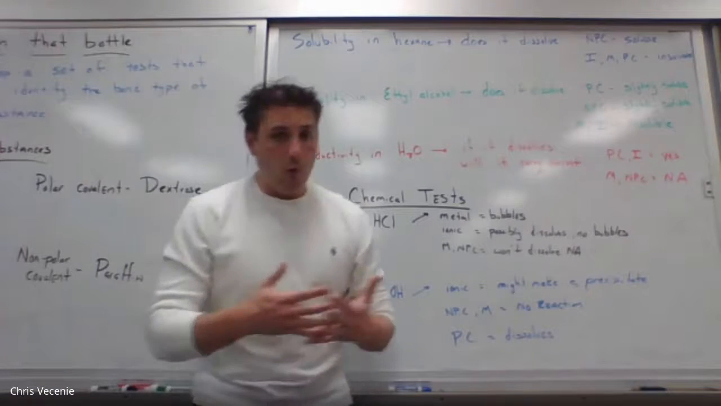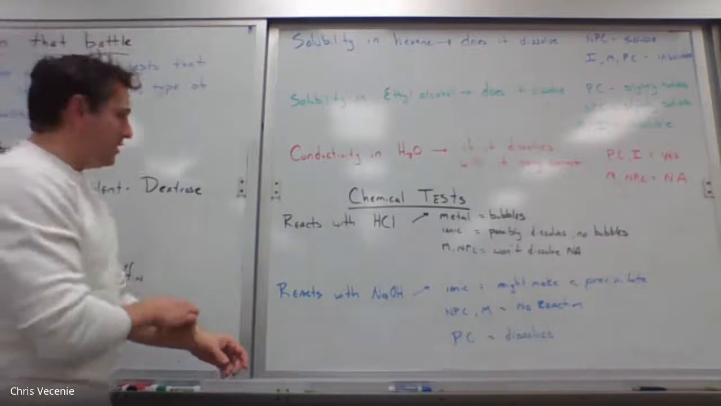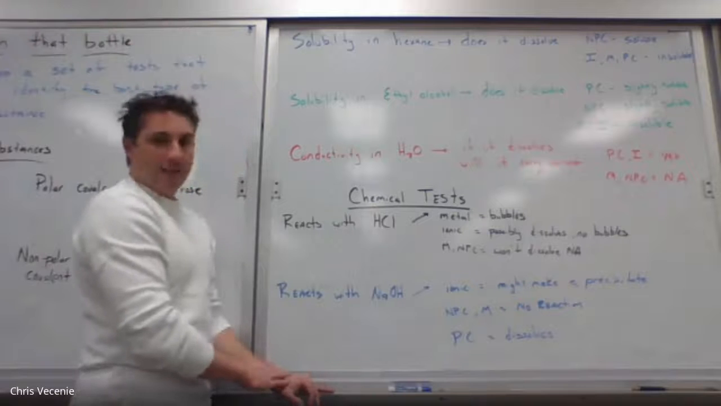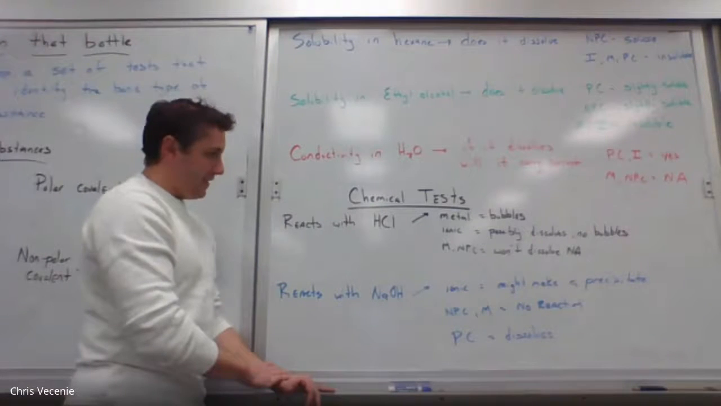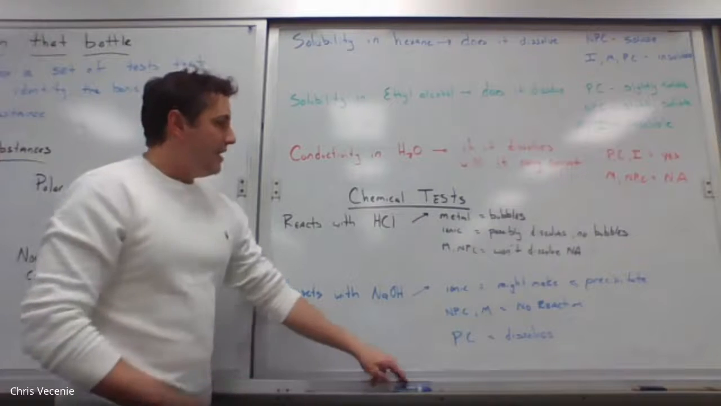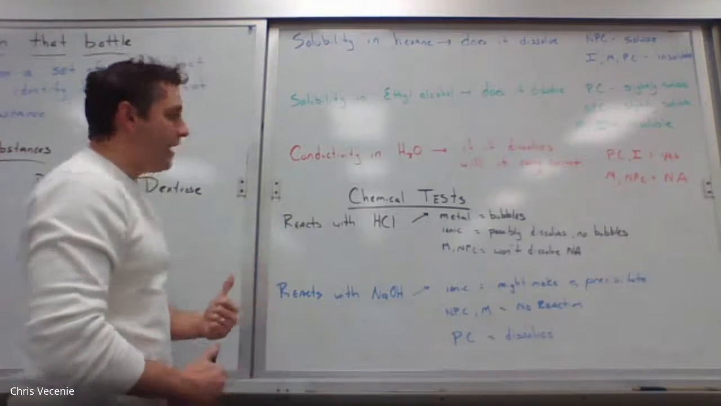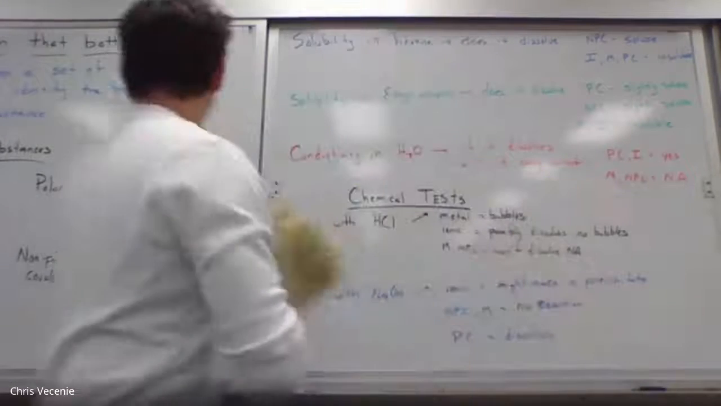There are a few chemical ones as well. We're going to react each of these substances with a couple things. The first is hydrochloric acid. If I react the substance with hydrochloric acid, right, I can start to narrow some things down. If that substance is a metal, right, it will create bubbles, and here is why.